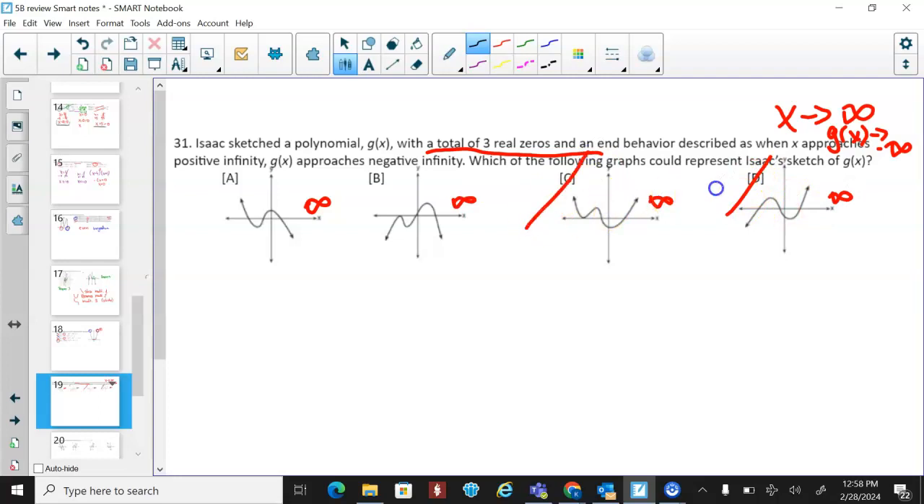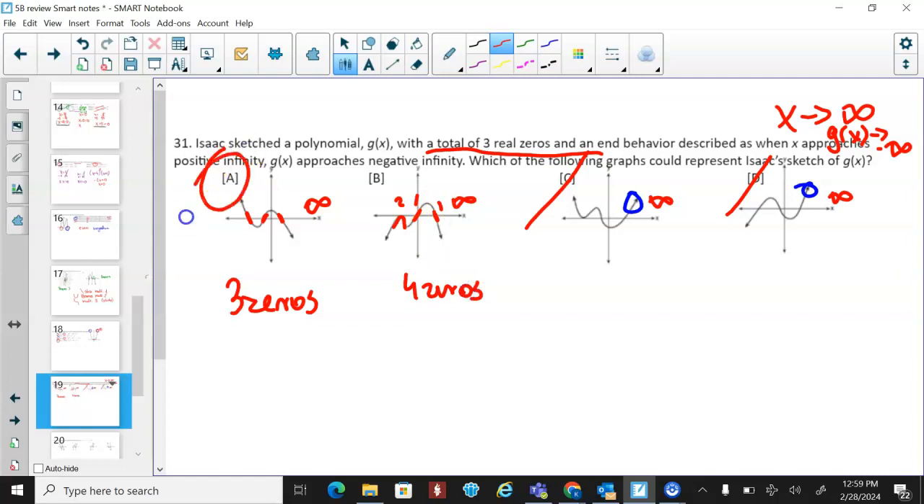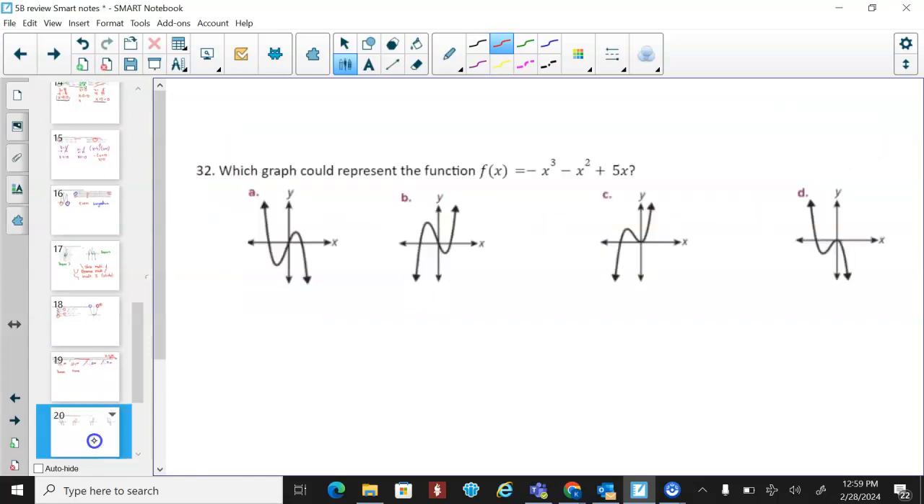So it cannot be D or C because both of those ends go up, right? So it has to be either A or B. Now, it's talking about 3 real zeros. So the correct answer for this question will be A. How do I know that? Because 1 slice, 2 slice, 3 slices. So that's 3 zeros. Here I got 2, which is a bounce, 3, which is a slide, 4, which is a slide. So this is 4 zeros. So the correct answer would be A. Zeros means x-intercepts, okay?